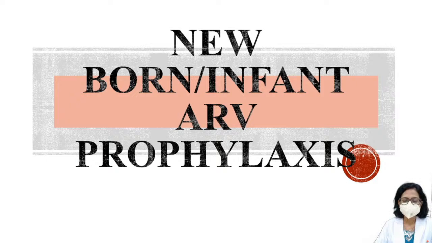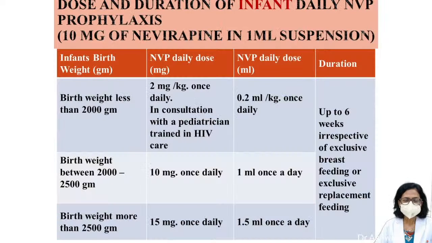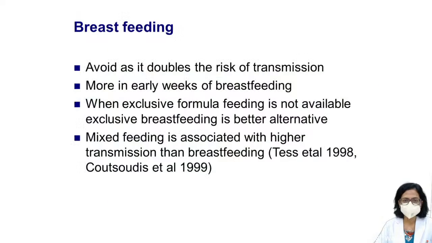So, newborn care and infant ARV. We know that as post-exposure prophylaxis, we have to give all newborns nevirapine for at least 6 weeks, irrespective of exclusive breastfeeding or replacement feeding. Depending on the weight of the baby, the dose is given.